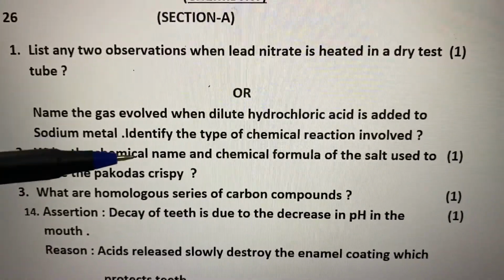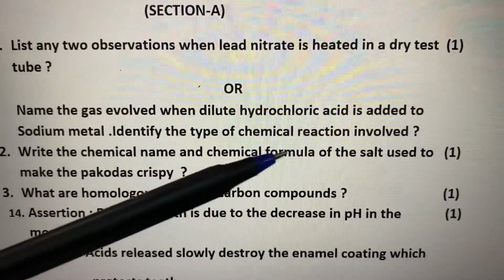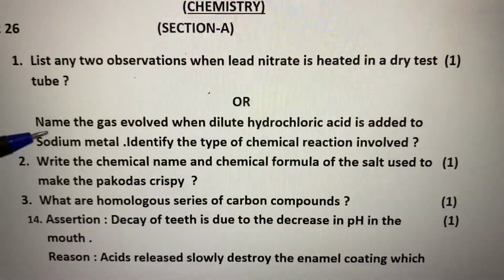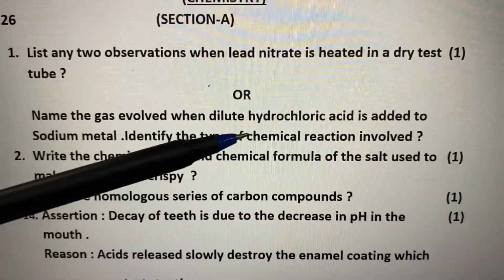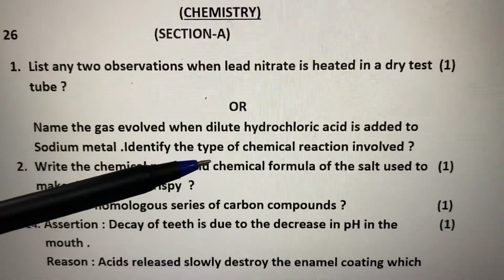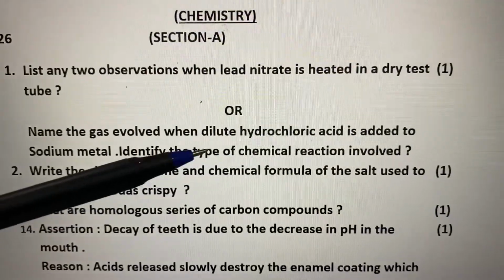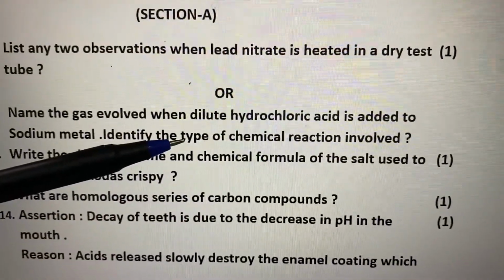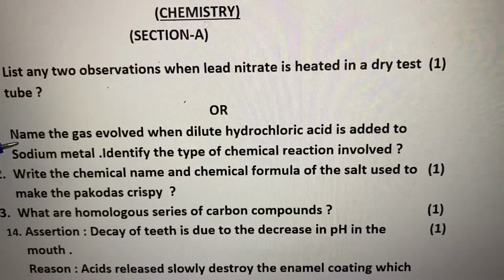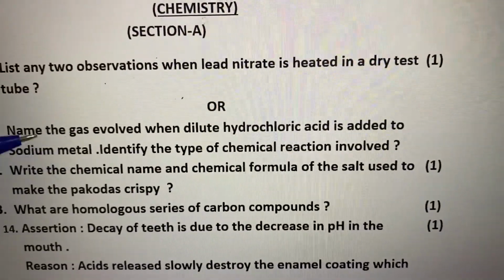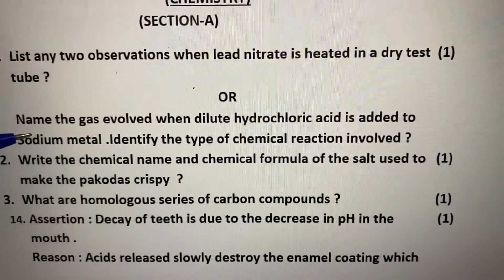So what is the question asked? Identify the type of chemical reaction. We know that sodium is a more reactive metal, so it is displacing hydrogen. So the type of reaction is a displacement reaction, or you can say simple displacement reaction. And then one more question: name the gas evolved. The gas is hydrogen gas.